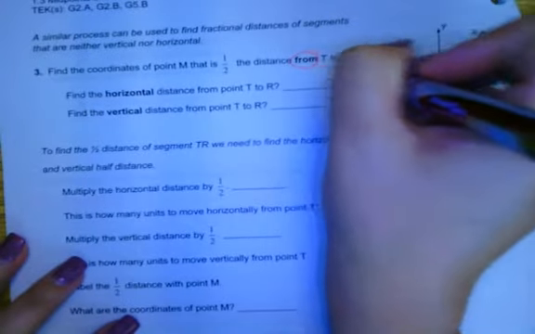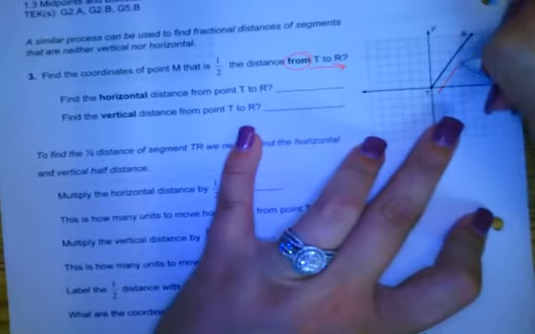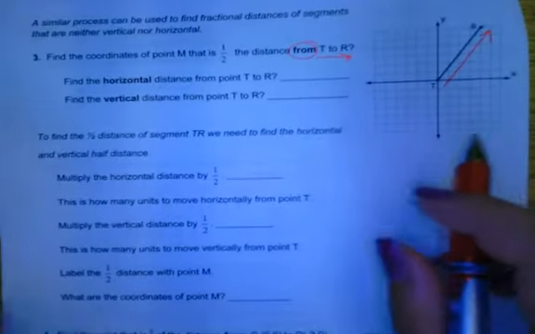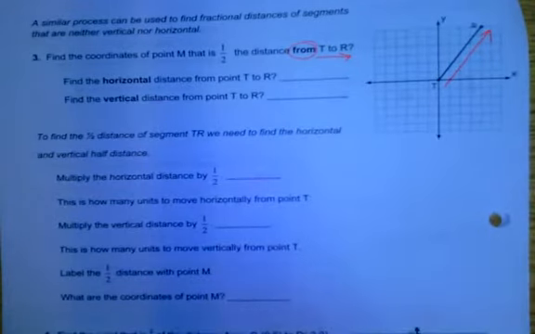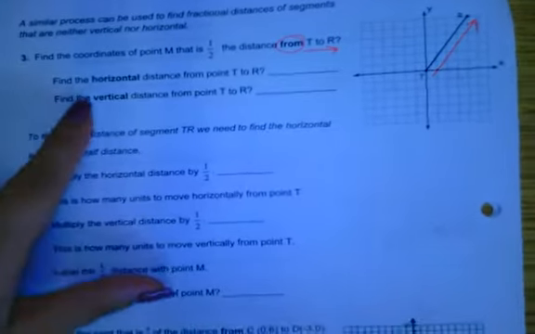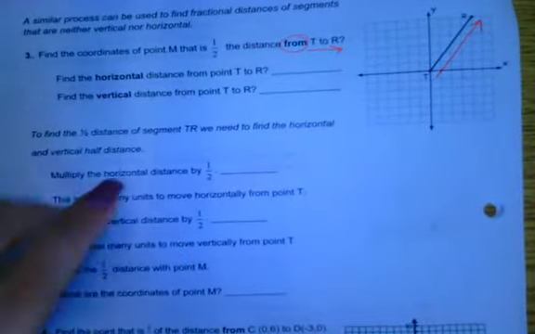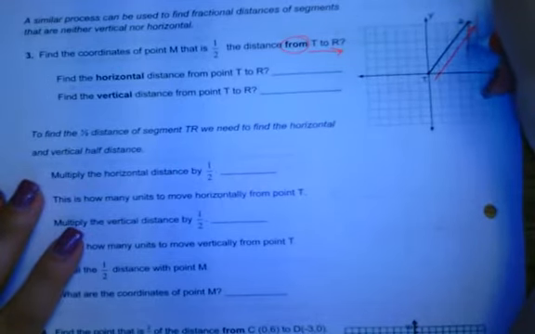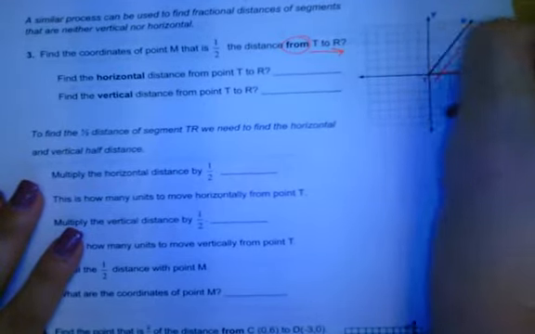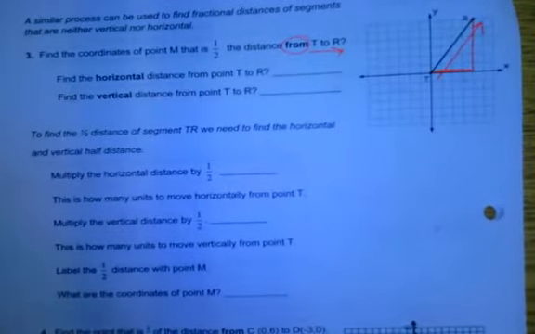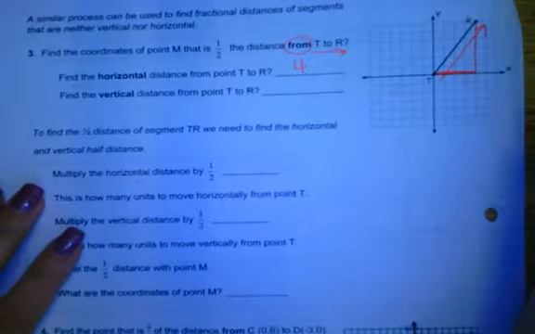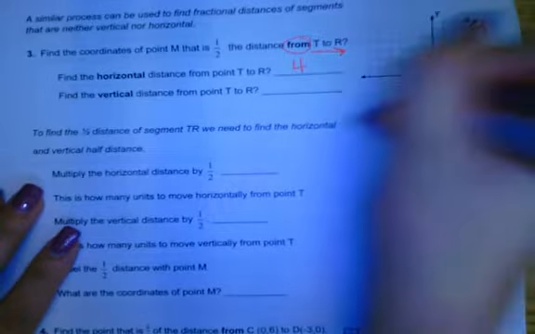Okay? So in number 3, it says find the coordinates of point M that is half the distance from T to R. So we're starting from T, moving towards R. And you might think it's silly to draw the arrows, but I promise you it will prevent an easy mistake like moving from R to T. Okay? So it says find the horizontal distance from T to R. Okay, so if I'm drawing my right triangle, what would be my horizontal distance from T to R? 4. And what is my vertical distance? 6.